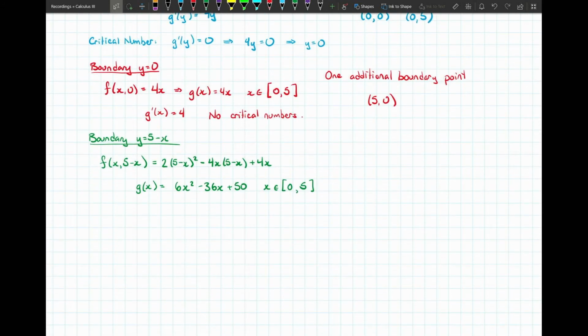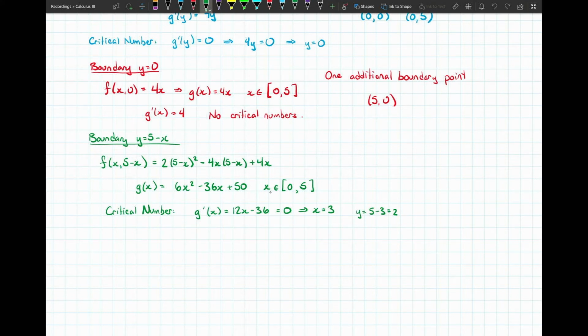Okay, we might get some critical numbers here. Let's set that derivative equal to 0. Set the derivative 12x minus 36 equal to 0, we get the value x equals 3. Now, this time around, we also have to compute the y value. It's not just along a nice horizontal or vertical line. We actually have to plug that value x equals 3 back into the equation of this diagonal line, and that is y equals 5 minus x. Now, 5 minus 3 gives us 2.